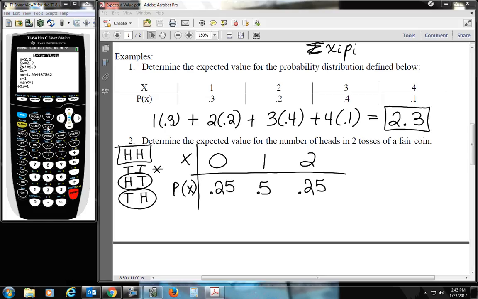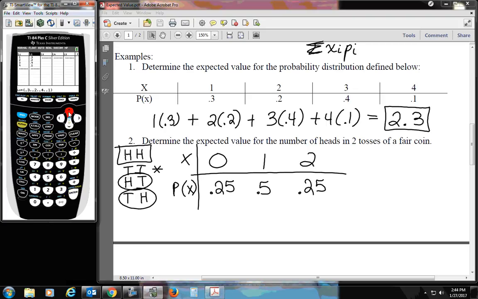And so I want to do stat, edit, and I like to clear my lists out. So I'll just go up to where it says L2, hit clear, and then enter, and it'll wipe it out for me. And then go up to L1, hit clear, and enter, and it'll wipe it out for me. So my x values are either 0, 1, or 2. And then the probability of 0 is 0.25. The probability of 1 is 0.5, and then the probability of 2 is 0.25. Stat calc, one variable stats. Since I've already done this process, you'll notice that list 2 is in my frequency list.